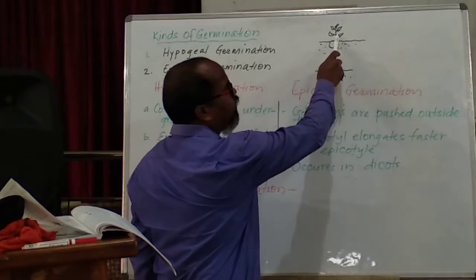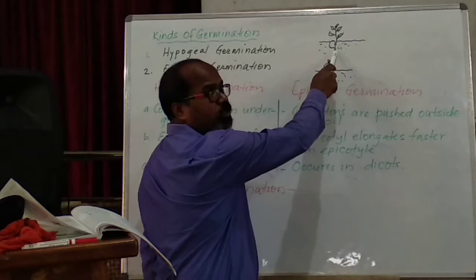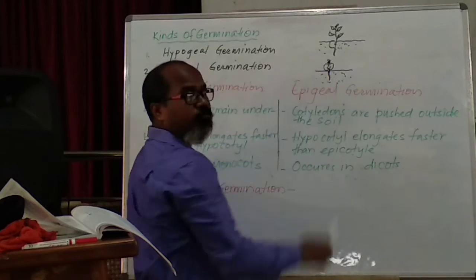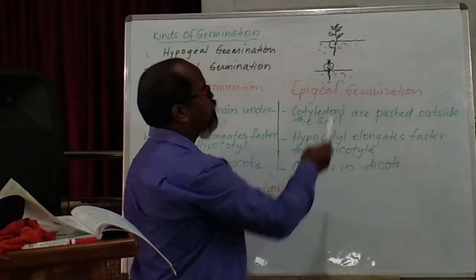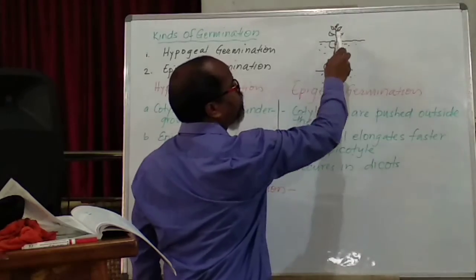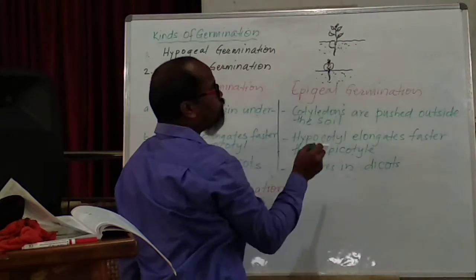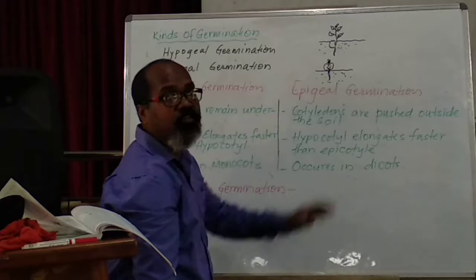So, the epicotyl elongates faster than the hypocotyl here. And as a result, what happens? Epicotyl elongates faster than hypocotyl. So the seed remains in the soil.